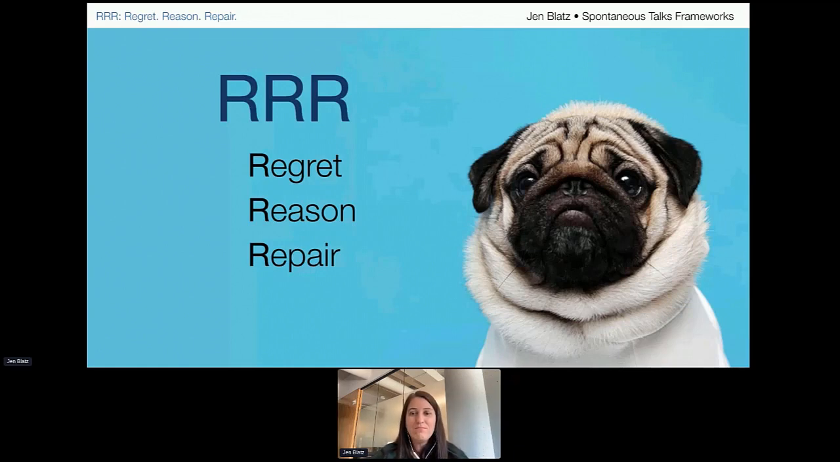So you can use the RRR framework when you want to talk about maybe a feature that failed in testing. It's part of the reason why we do usability tests, right? We want to make sure our designs actually work for the user. But you know what? Sometimes they don't. So we need a framework to help break some bad news.